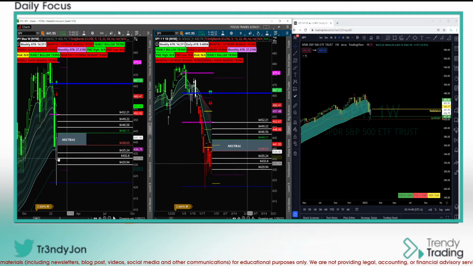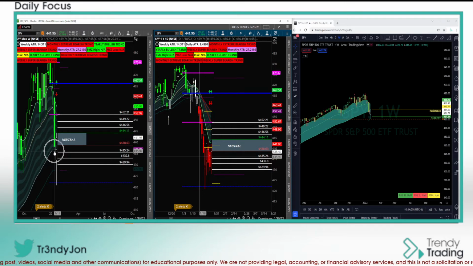Okay. Now to the downside, if for some reason we start to break down below the 438.63, you do have the cloud here on the weekly, so left hand side here. The question is, do you stay inside the cloud? If we don't, we start to break down, look for these levels here, 435.24, 432.80, and so forth.